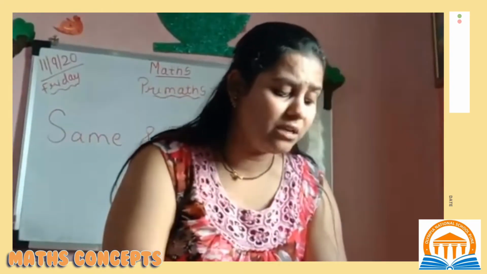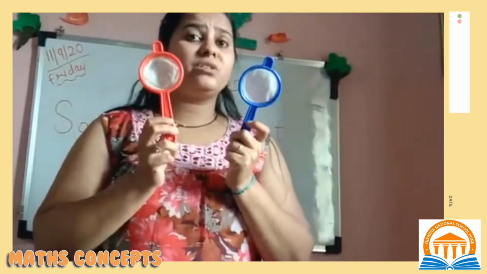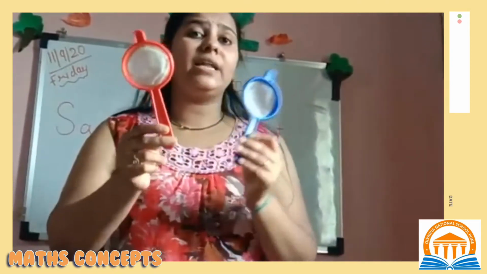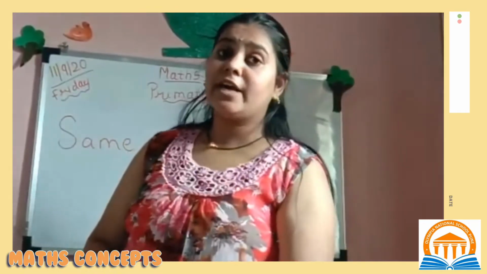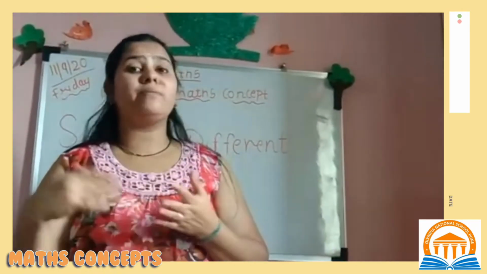Now you can see here a strainer, right? A tea strainer. But you can see this is red in color and this is blue in color. So they both are different. Now I hope you have got the concept of what is same and different.